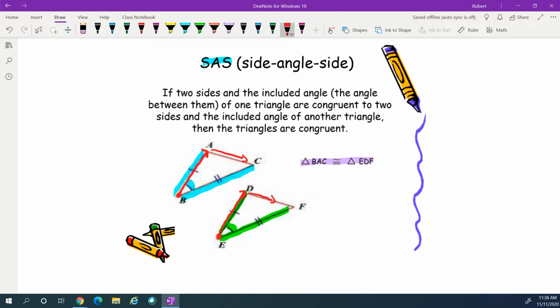Once we know the triangles are congruent, then we can say, oh yeah, angle F and angle C are the corresponding parts of the congruent triangles, so they have to be congruent. CPCTC. Our focus right now is, can we determine if the triangles are congruent? And so far we have two ways: SSS, side, side, side, and SAS, side, angle, side.